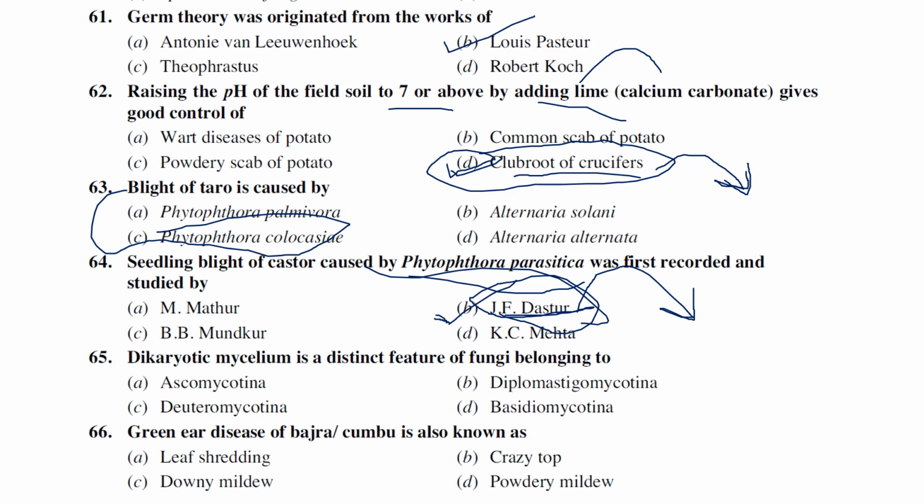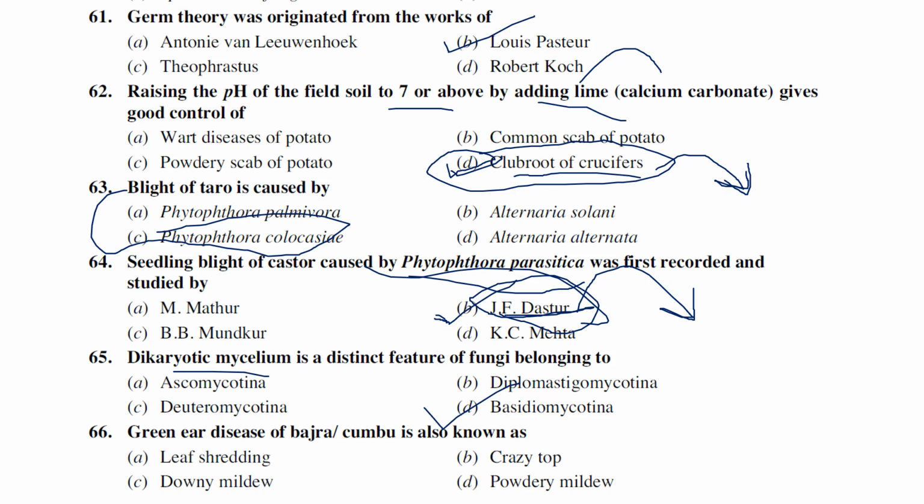So the seedling blight of castor is caused by Phytophthora parasitica. That is also a very important one. And the dikaryotic mycelium is a distinct feature of the fungi belonging to Ascomycota, Deuteromycota, and Basidiomycota. This dikaryotic mycelium is very famous when it comes to Basidiomycota. That is the most distinct feature of Basidiomycota generally.